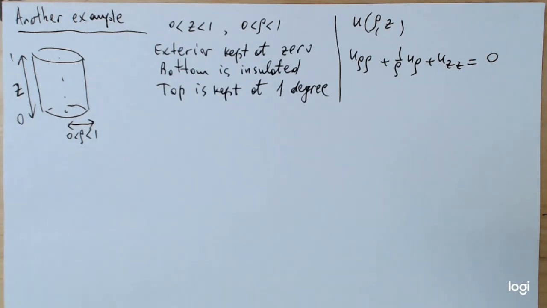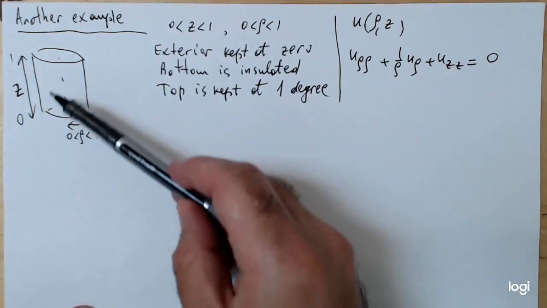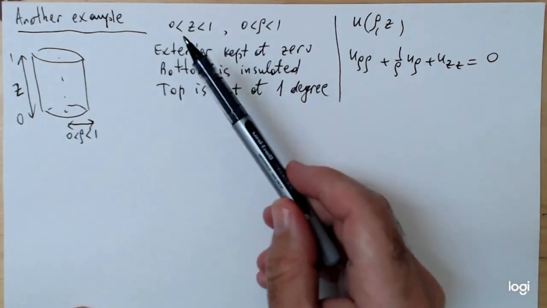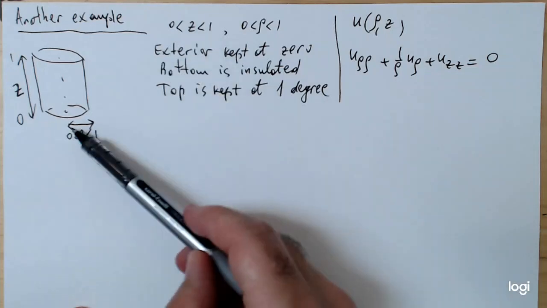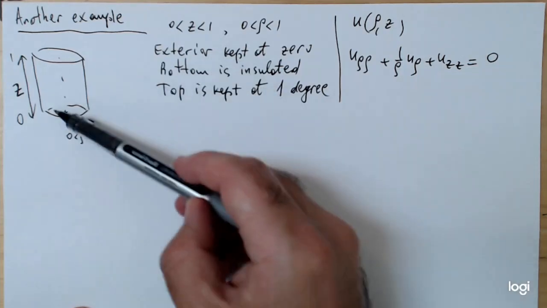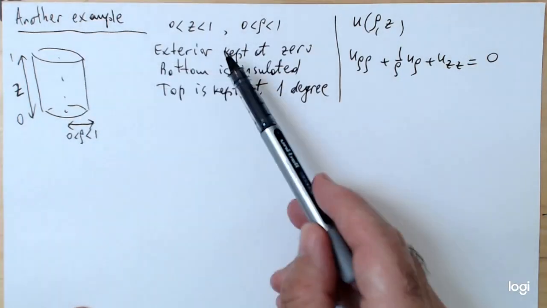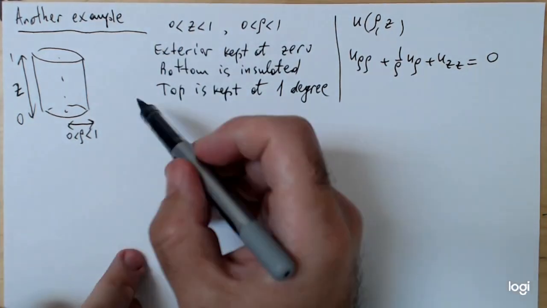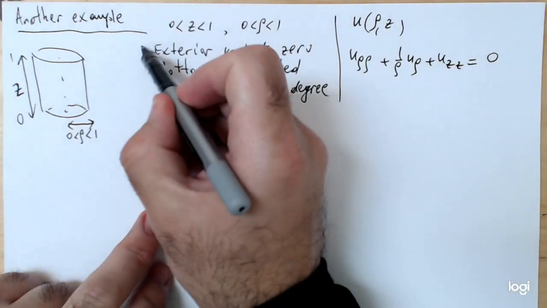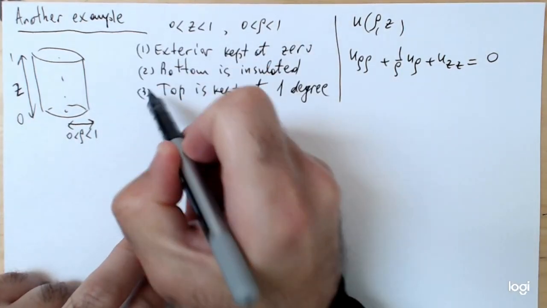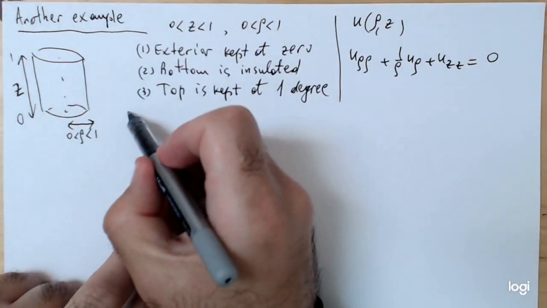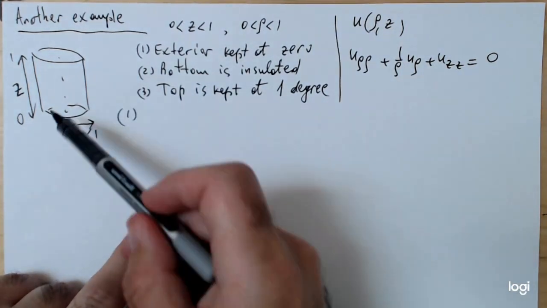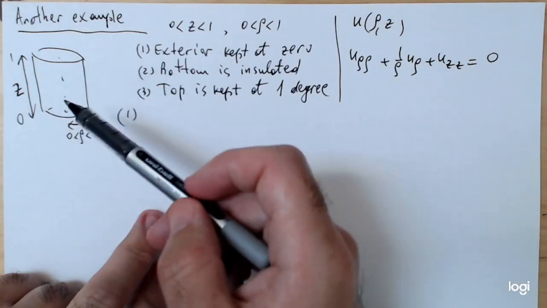This time we have a finite or closed object, so a cylinder with a defined top and bottom. And again, to make it easy, let's say the radius of the cylinder is 1 and the height is 1 as well. So Z is between 0 and 1. Let's see how we look at the boundary conditions. Let's label these conditions 1, 2, 3. So the exterior is kept at 0. The exterior, I mean the surrounding, the exterior side, not the top and the bottom.